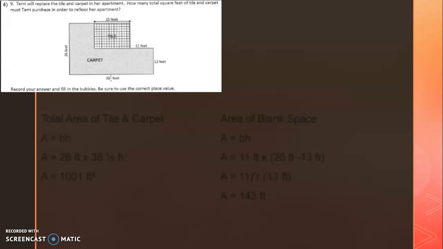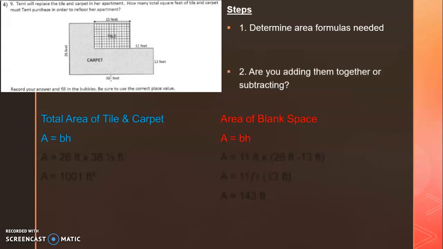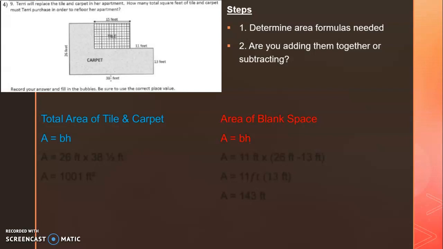Alright, so in order to get the total area, once again, it's a rectangle, so I need to do base times height. So for base times height, that's going to be the total area. And then I need to find the area of the blank space. So the blank space, once again, is also another rectangle. So I would use the same equation, base times height. Alright, and then, so now I just need to fill in my values. That's always going to be my second step. So in this context, we need to find the values and determine if we're going to add them or subtract them. As I aforementioned, we're going to subtract.